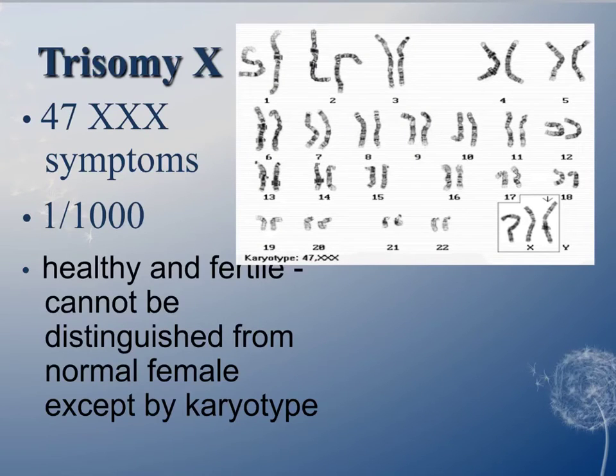With non-disjunction, you could also get 3 X chromosomes, 2 of them coming from mom and 1 of them coming from dad. They can be healthy and fertile. Normally, you cannot distinguish them from a normal female other than looking at their karyotype. So unless you were to actually take a look at your karyotype, it's likely that you would not even know you have this.